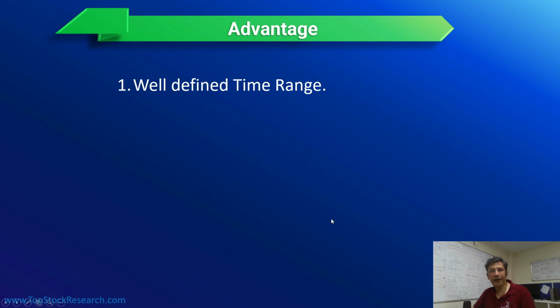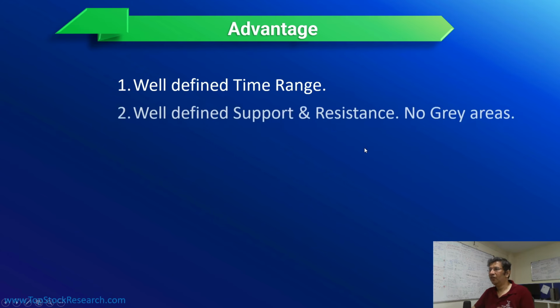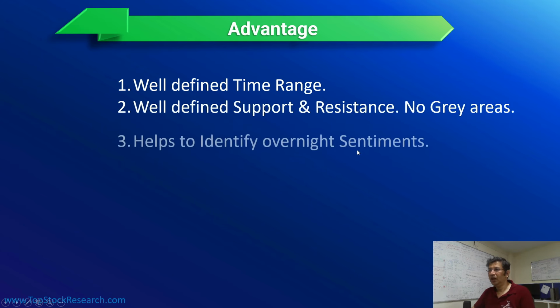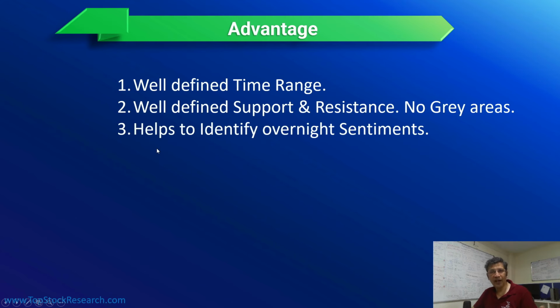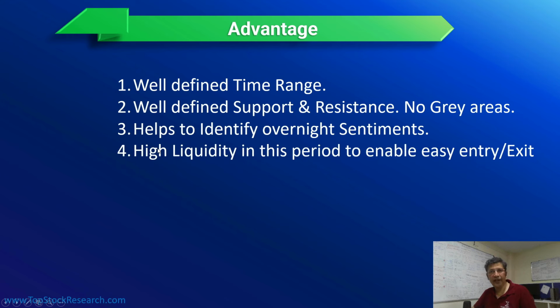Advantages, again I'll repeat this because after completing some of the live examples, it will be a good refresher. You have a very clearly defined time range, very clearly defined support and resistance, and it helps you to identify overnight volatility, whatever news and other things are there. Good liquidity because it's a fresh start. Generally the first 15 minutes to half an hour is the time where a substantial amount of trade happens in any market, right? So there's a good amount of liquidity, and a good risk and reward ratio.